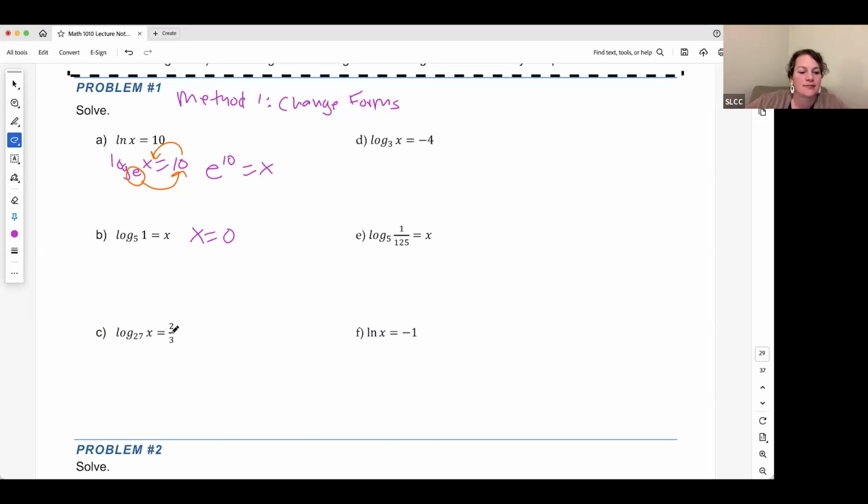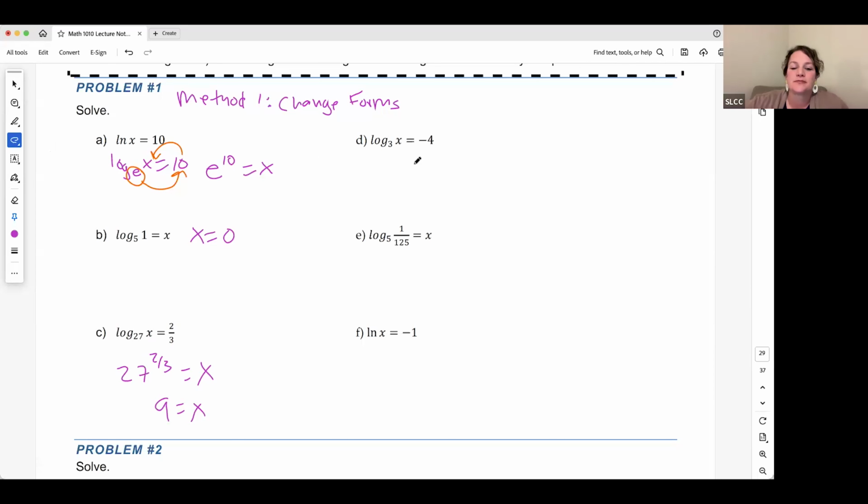Let's look at C. We could choose this method to change forms, so all about the base. So 27 to the 2/3 equals x. Okay, can I keep going? Can I solve more? Yes. Remember when you're doing fractional exponents, think about taking the root first to get a smaller number. So what is the cube root of 27? That's 3. And then do 3 squared, which is 9. So here x is 9.